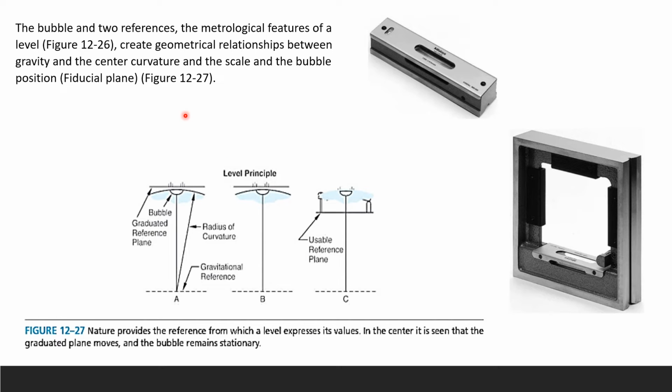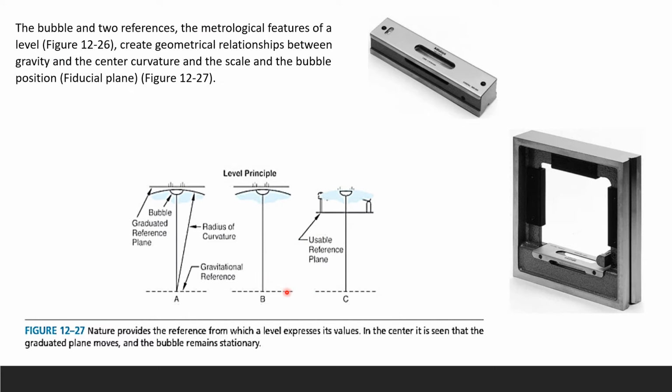The bubble and two references, that's the metrological features of a level. They create geometric relationships between the gravity, the center of curvature, the scale, and the bubble position. So that's how the level works.